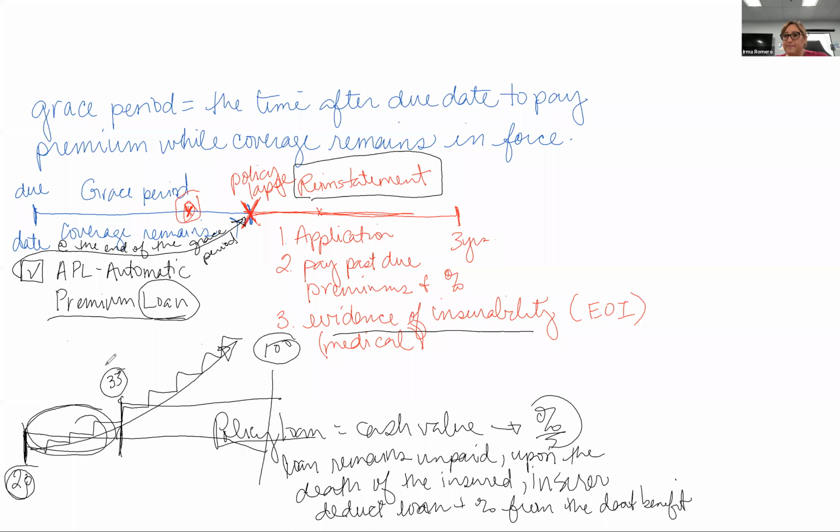Okay, any questions so far? I'm so tempted to pause this and re-record, but I don't want to deal with all the button pushing. I have to get better practice at that, but I'm not going to do that right now. So we're just going to go on to the next policy provision.